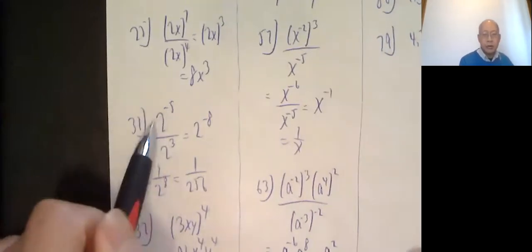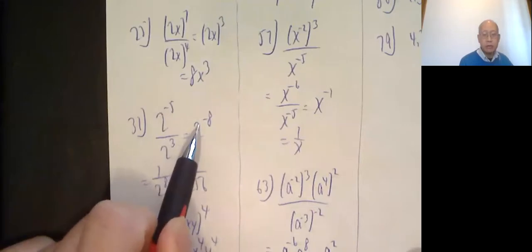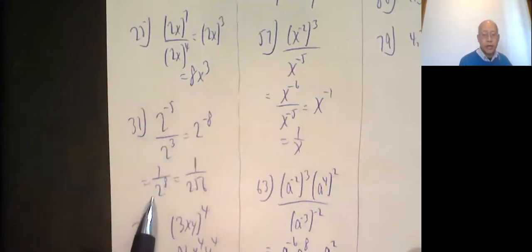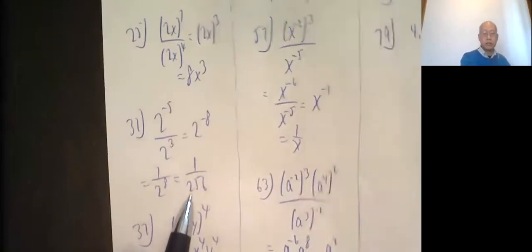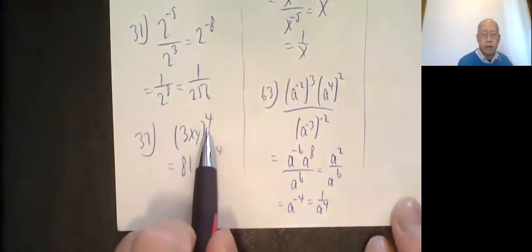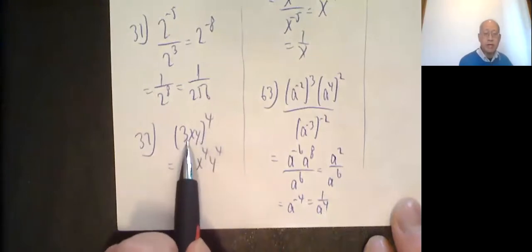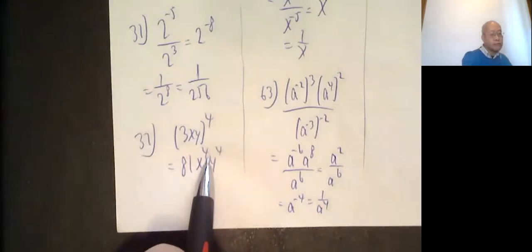Number 31, I subtract the exponents. 2 to the negative 5 minus 3 is 2 to the negative 8. So that's 1 over 2 to the 8th. You can use a calculator, but 2 to the 8th power is 256. 2 times 2 times 2 times 2 times 2 times 2 times 2 times 2, 256. Number 37, 3xy to the 4th power. Remember, that's like 3xy times 3xy times 3xy times 3xy. So 3 to the 4th power comes out to be 81. x to the 4th, y to the 4th.